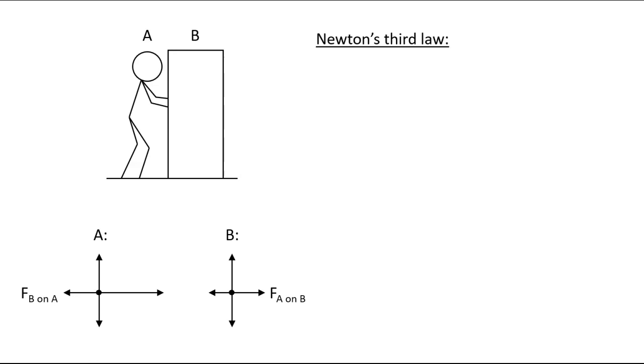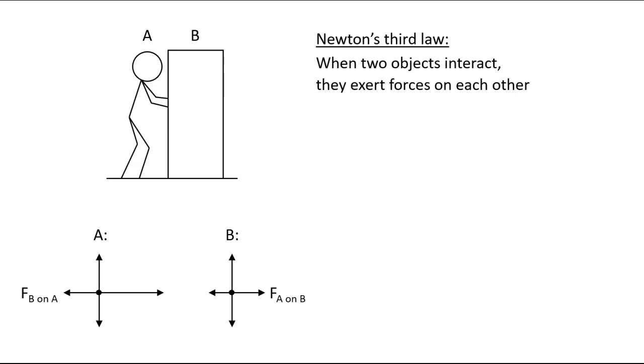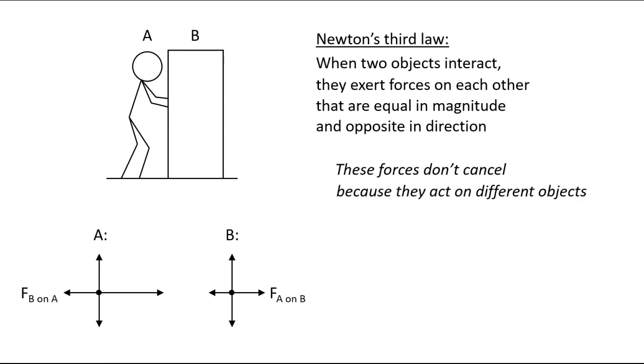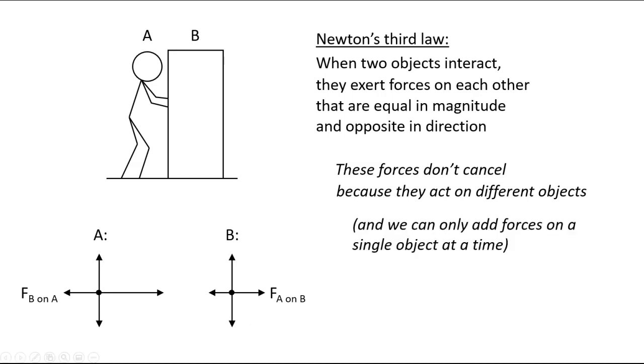Here's Newton's third law in more formal language. When two objects interact, they exert forces on each other that are equal in magnitude. This force on object B is equal to this force on object A, and opposite in direction. One is to the right, the other is to the left. These forces do not cancel out because, as you may have noticed, they act on different objects. And when you add the net force on object B, you don't include any of these over here. We only add forces on a single object at a time.